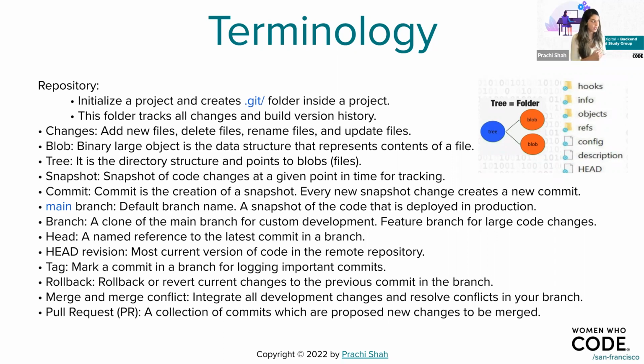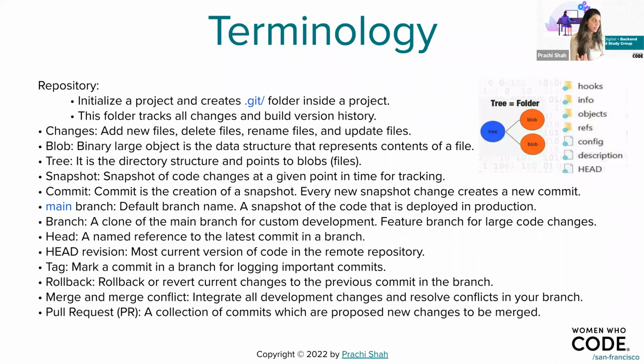GitHub has a concept where there is a main branch, and the main branch is the most up-to-date snapshot of your project, which is in good standing. That is the code you would probably want to use for testing, or want to deploy to production. So it's the most supreme state of your project. It's the default branch name for GitHub as well, and it's just a snapshot of your code that you would want to deploy to production.